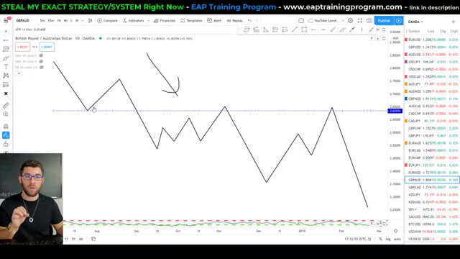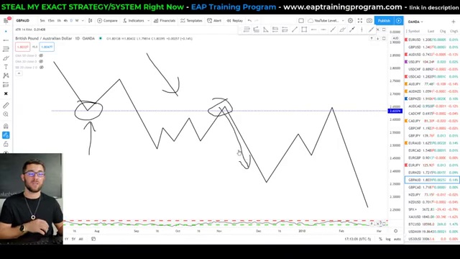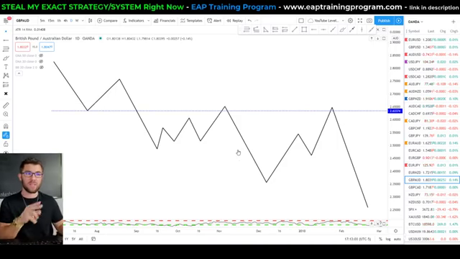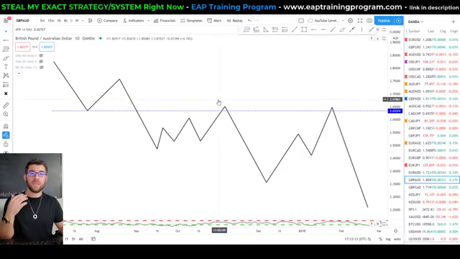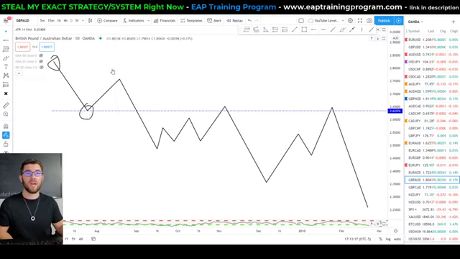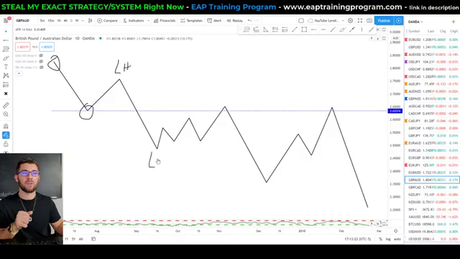The level of structure we want to pay attention to is one, the previous level of support that is likely to turn into resistance for this market. And two, the second level we want to pay attention to is the previous level of resistance before our lower low, or in other words, our lower high. So the major levels at this point, we have our high, lower high, high, lower low, high, low, lower high, lower low.